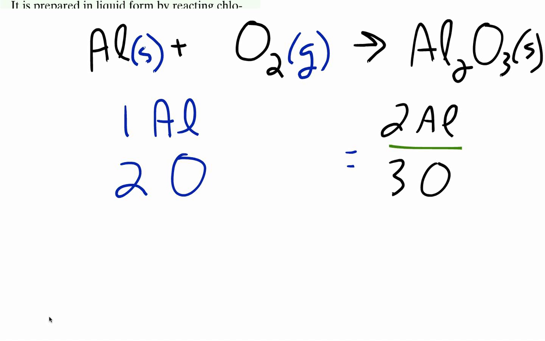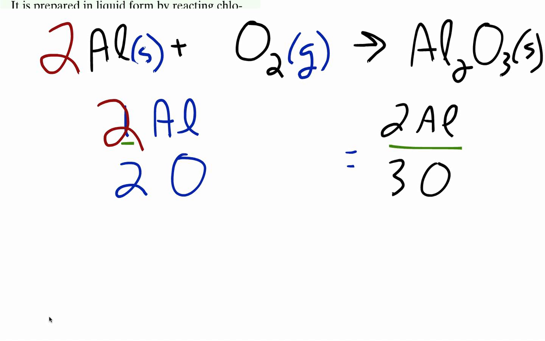So I have 2 aluminums. I only have 1 here. Well, I can't put a 2 here. That would change the formula and how aluminum bonds to itself. That would be weird. I can only put coefficients in front, large number coefficients in front. So we're not changing subscripts or superscripts. We're only putting values in front. So I'm going to put a 2 in front of the aluminum. That's going to give me 2 aluminums.